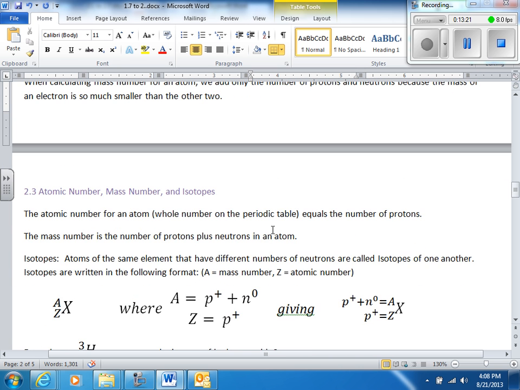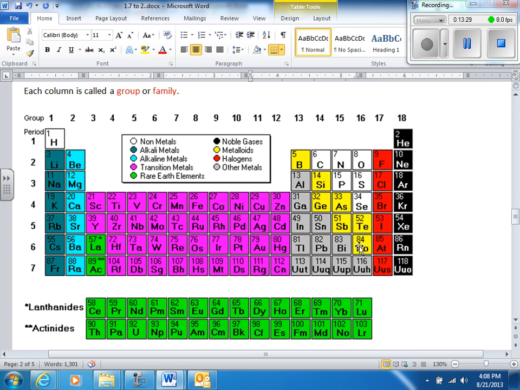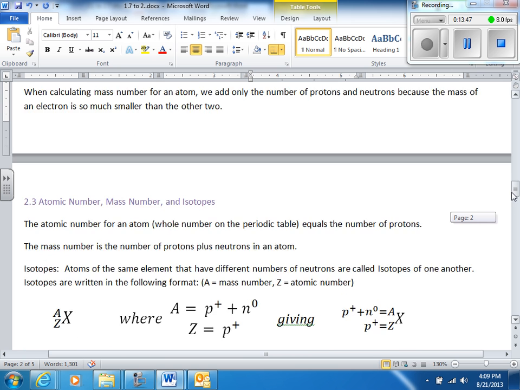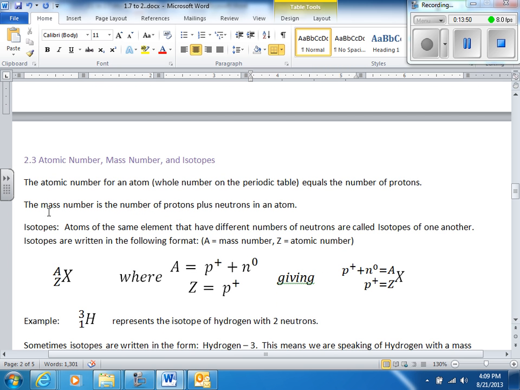Okay, lots of information coming up right here. So atomic number, it's the whole number on a periodic table. Now you have a periodic table here. So these whole numbers that you see here, those are atomic numbers. When you look at any periodic table, most of them also have atomic masses. Sometimes those are whole numbers, sometimes they're numbers with decimals. Those are not the mass number. You might want to write that down, that atomic mass does not equal mass number. It's important.